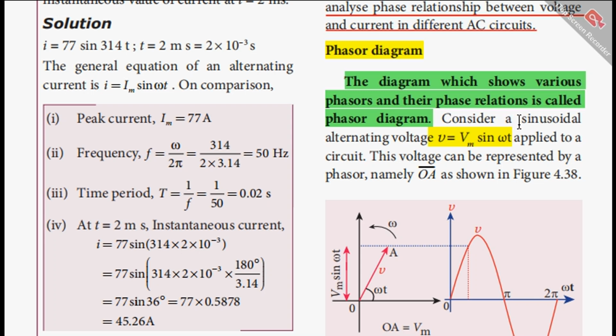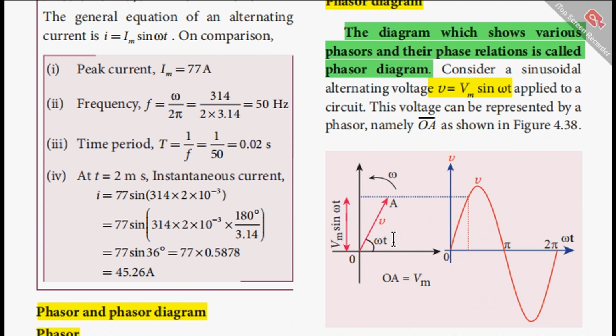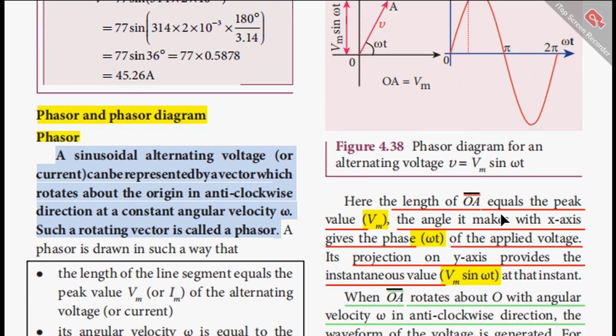For this, let us consider a sinusoidal alternating voltage V given by Vm sin omega t applied to a circuit. This voltage can be represented by a phasor, namely OA segment, that is here OA, which is as shown in this figure. Here the length of OA equals the peak value, that is Vm, that is maximum voltage. The angle it makes with x-axis gives the phase omega t of the applied voltage, and its projection on y-axis provides the instantaneous value Vm sin omega t at that instant.